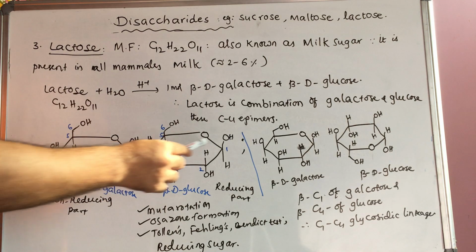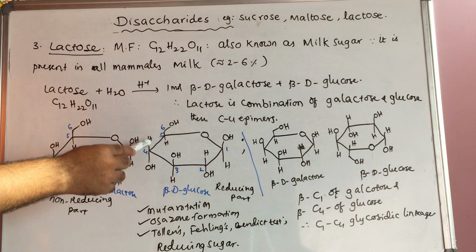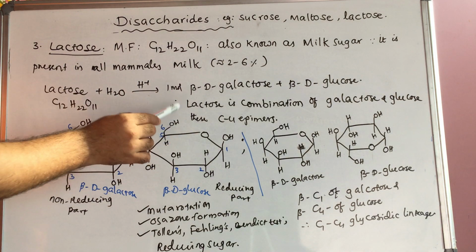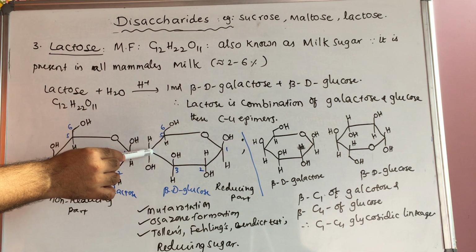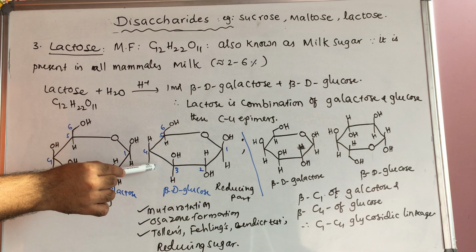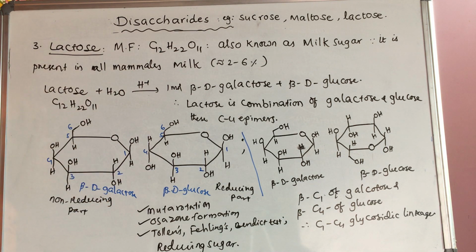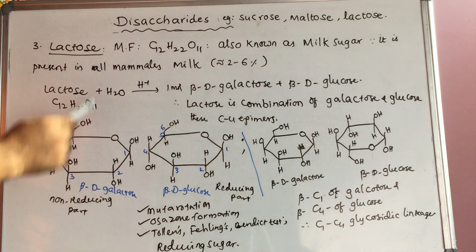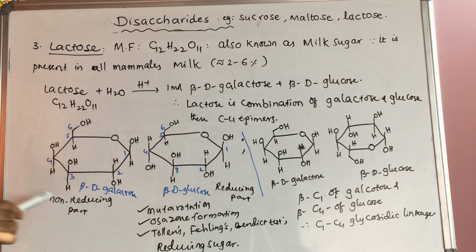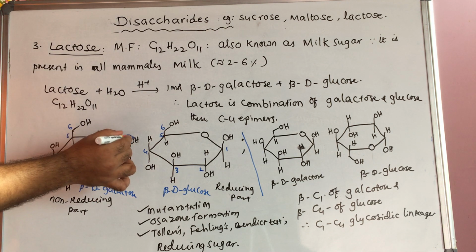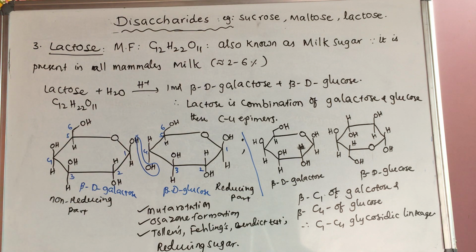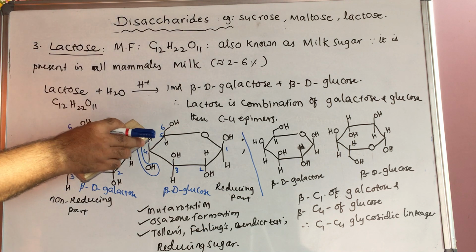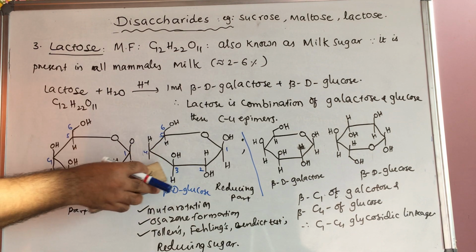So we know that OH up, OH down, OH up, OH down, and this is CH2OH up. At this position, C4 epimers means the configuration should be different at the fourth carbon. Here OH is down, so here it should be up. That is the only small difference in galactose. So you have to remember these are C4 epimers. Remaining everything is the same. Now these lose a water molecule, OH from one and H from the other, and form a glycosidic linkage. This is called glycosidic linkage.